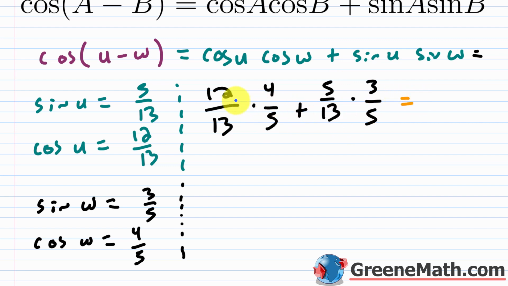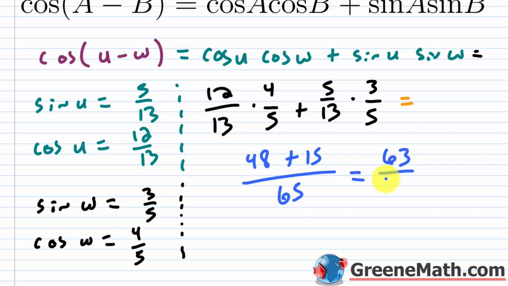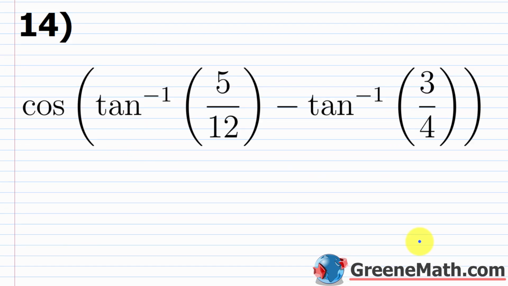So I'm just going to go through and say 12 times 4 is 48. And then plus 5 times 3 is 15, over the common denominator of 13 times 5, which is 65. So this right here, 48 plus 15, that's going to be 63. So this is 63 over 65. So coming back up, I'm going to say this equals 63 over 65.